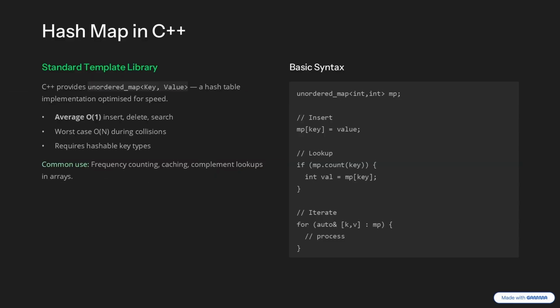In C++, hashing is implemented using unordered_map. Unordered_map stores key-value pairs. You can insert a value, you can look it up, and you can update it. On average, all these operations run in constant time. That makes unordered_map extremely powerful.